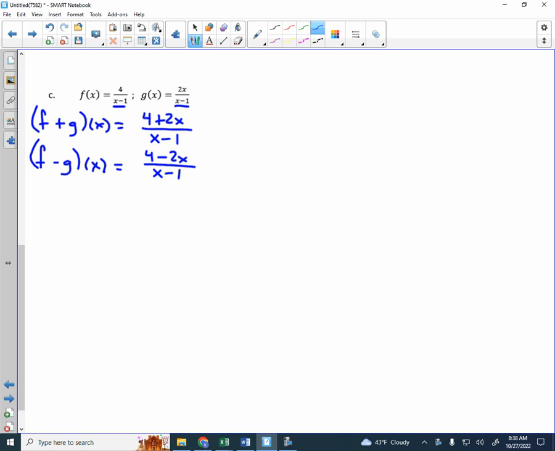Can we multiply fractions? How do we multiply fractions again? Say you have 3/8 times 2/5. How do you multiply those? Yep, just straight across, right? We get 6 over 40, and then you could reduce. Each one is divisible by 2, so 3 over 20. Okay? So if we have f times g of x, we have 4 times 2x is 8x over x minus 1.